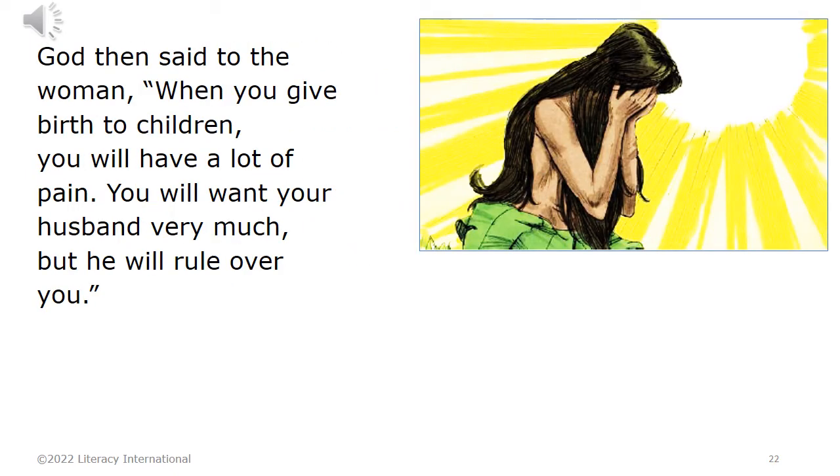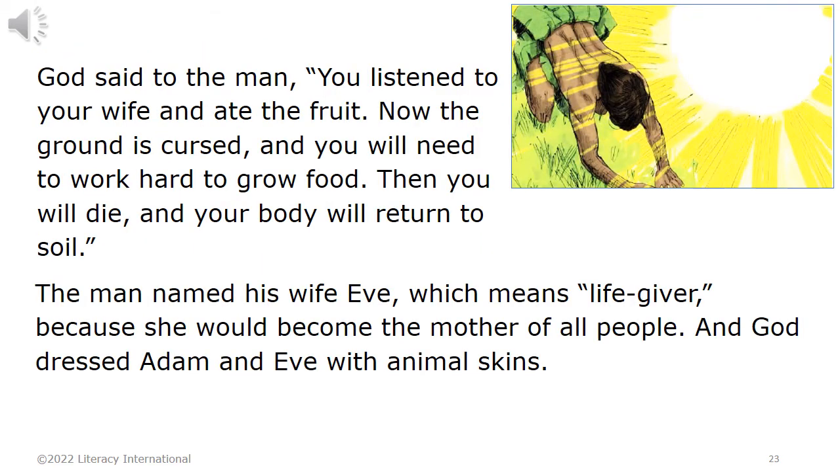God then said to the woman, "When you give birth to children, you will have a lot of pain. You will want your husband very much, but he will rule over you." God said to the man, "You listened to your wife and ate the fruit. Now the ground is cursed, and you will need to work hard to grow food. Then you will die, and your body will return to the soil."